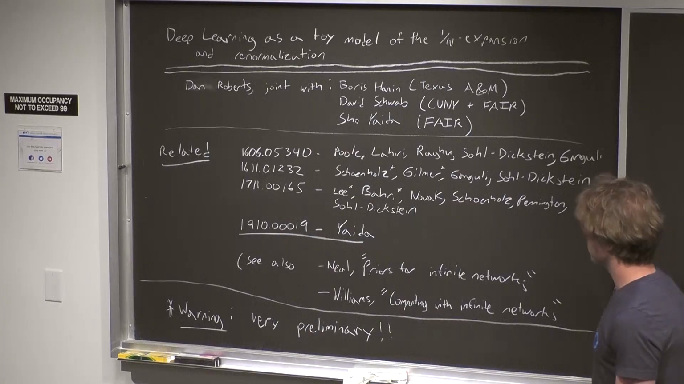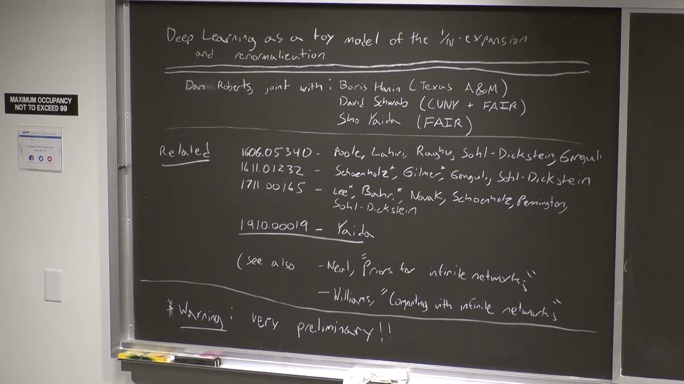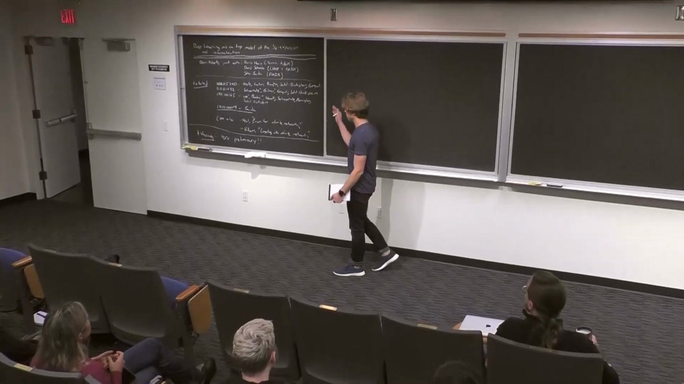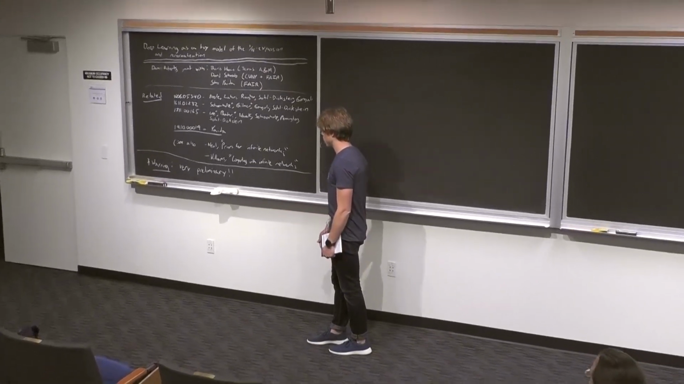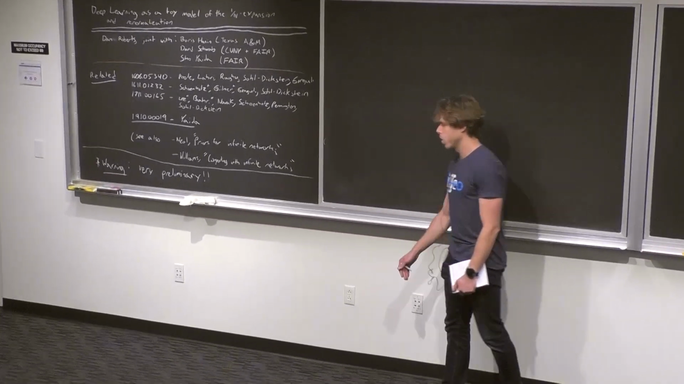So the title is Deep Learning as a Toy Model of the 1/n expansion and renormalization. And it's a little glib. I'll get into sort of why that is. It's joint work with Boris Hanin at Texas A&M, David Schwab at CUNY and FAIR, and others at FAIR, and there's a bunch of related papers that I've written up here that I'll try to reference when I give the talk.